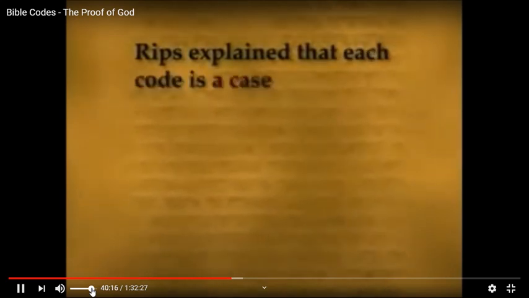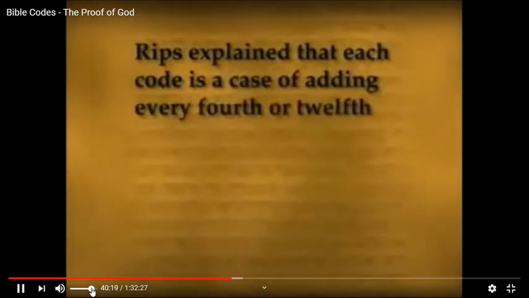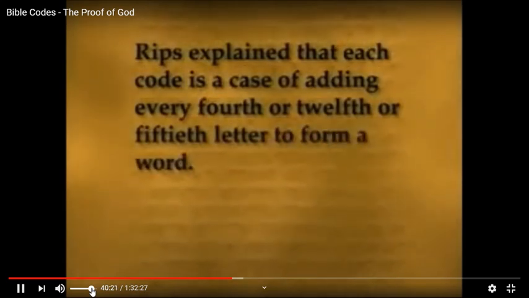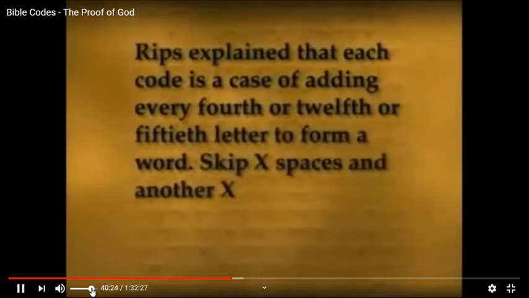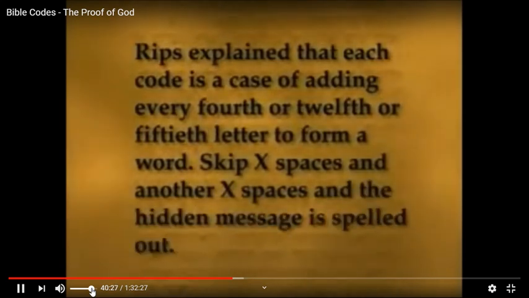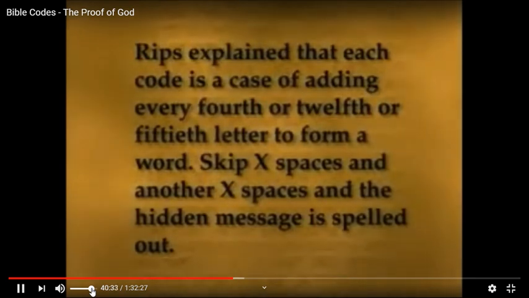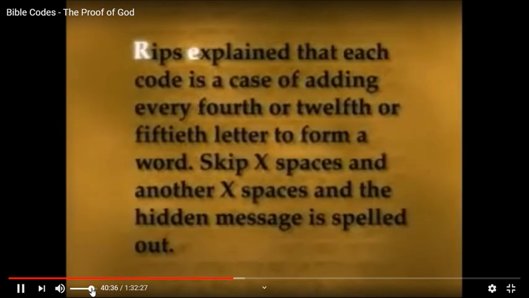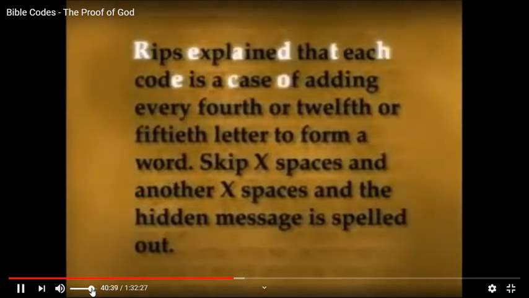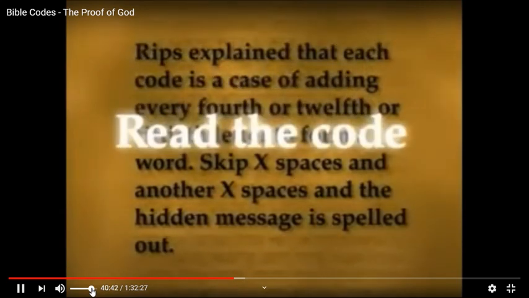Rips explained that each code is a case of adding every 4th or 12th or 50th letter to form a word. Skip X spaces and another X spaces, and the hidden message is spelled out. This appears to be nothing more than a simple description of ELS coding. But if you begin with the first letter of the paragraph, R, then skip every 3 letters and pick up the 4th letter following, the coded message is revealed. What is infinitely more difficult is the creation of a surface text that is sensible and easily understood, and yet will seamlessly accommodate specific letters at fixed intervals. That process is called encryption.